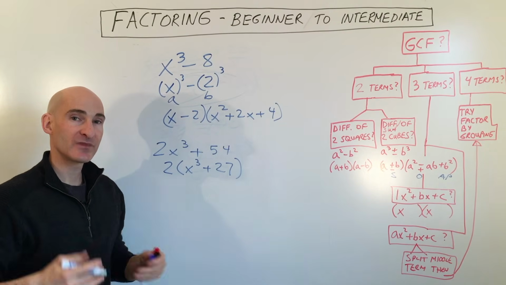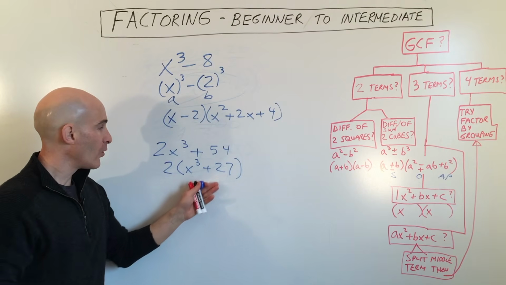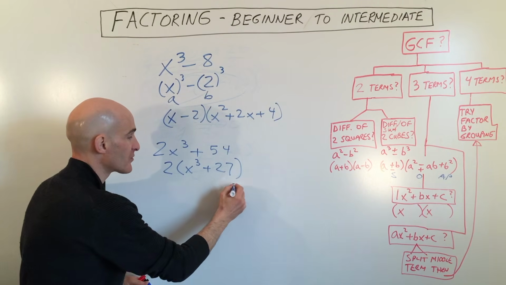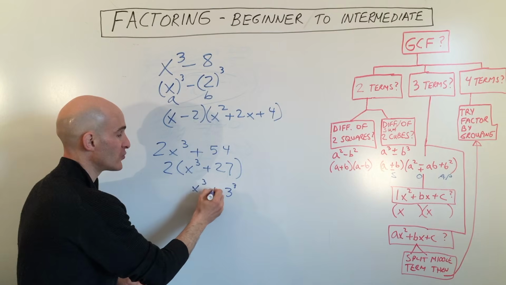And then you ask yourself, can we factor it further? Well, 27 is a perfect cube. It's 3 cubed. And x is a perfect cube. It's x cubed.